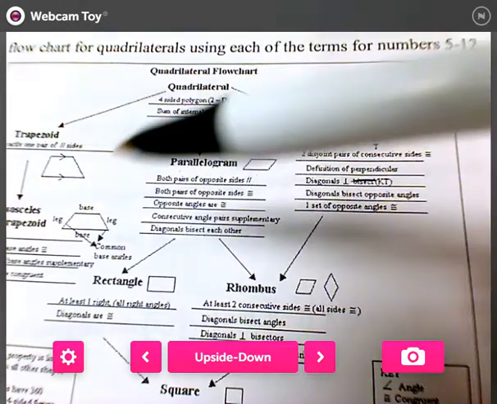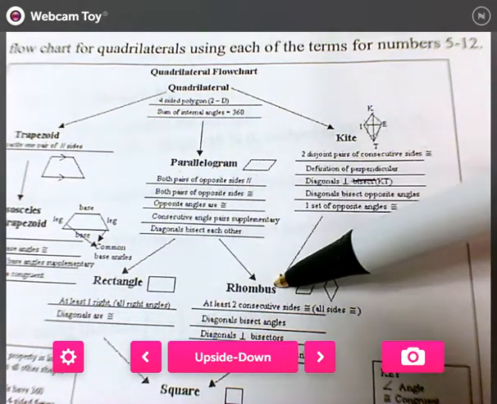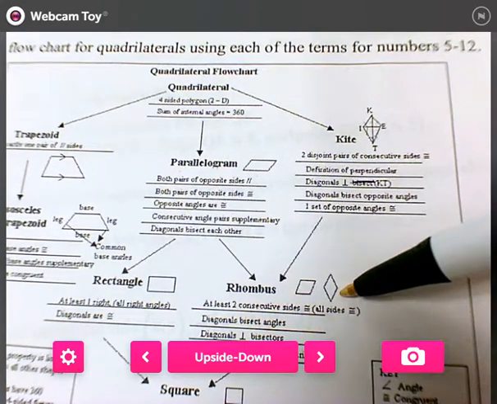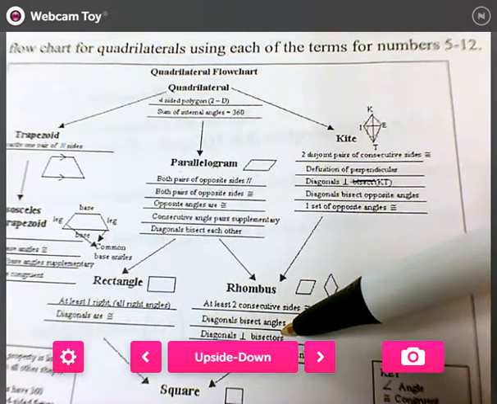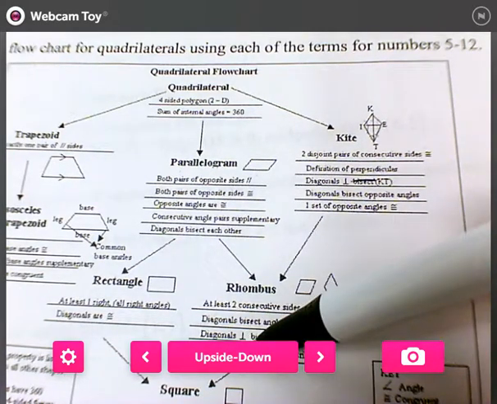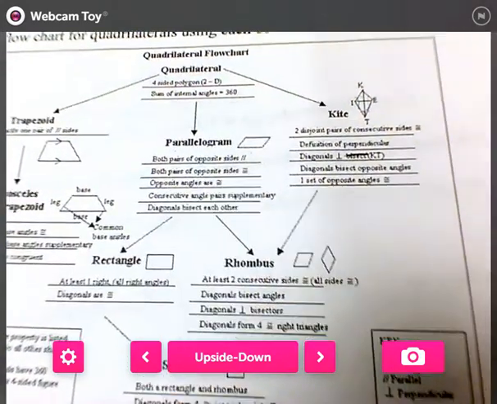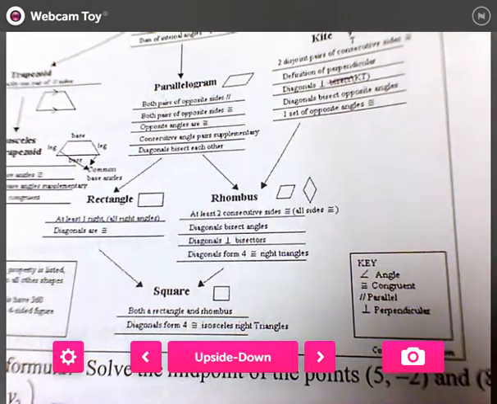Rectangle: at least 1 right angle, which means all end up being right angles, and diagonals are congruent. Rhombus: at least 2 consecutive sides are congruent, so all sides are congruent. Diagonals bisect the angles, and diagonals are perpendicular bisectors. Diagonals form 4 congruent right triangles if you cut them. Square: both rectangle and rhombus. Diagonals form 4 congruent isosceles right triangles.